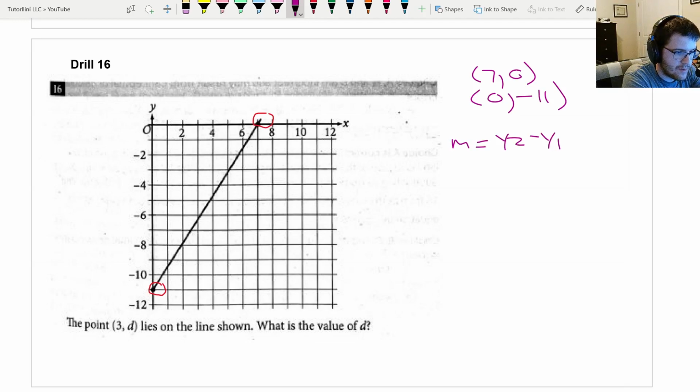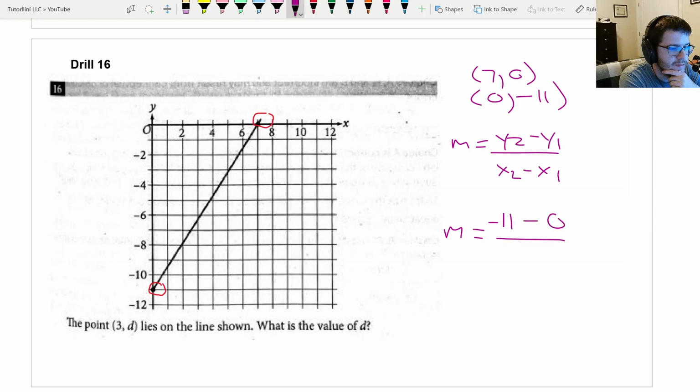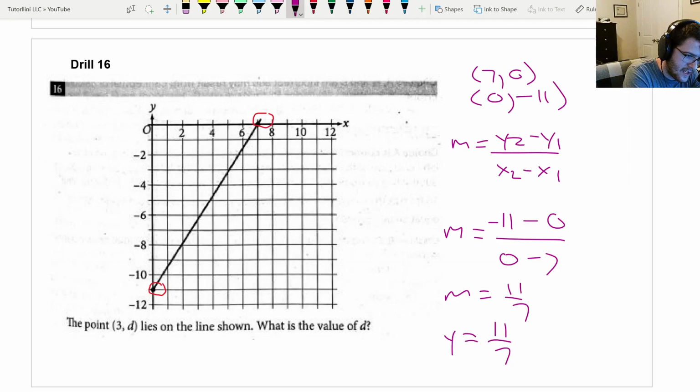So y2 minus y1 over x2 minus x1. So negative 11 minus 0 over 0 minus 7. So that's 11 over 7. So the equation of this line is y equals 11 over 7 x. And the y-intercept is just negative 11, so minus 11.